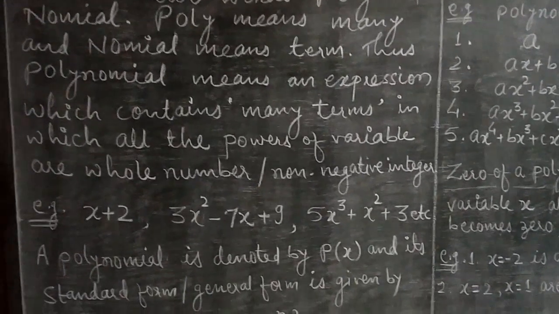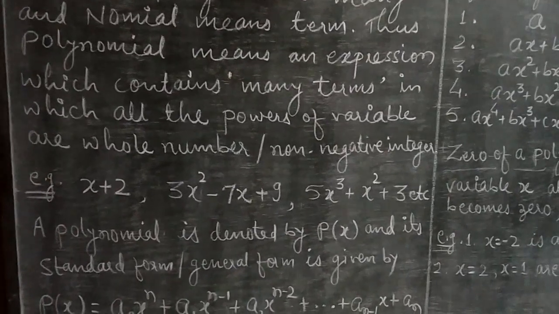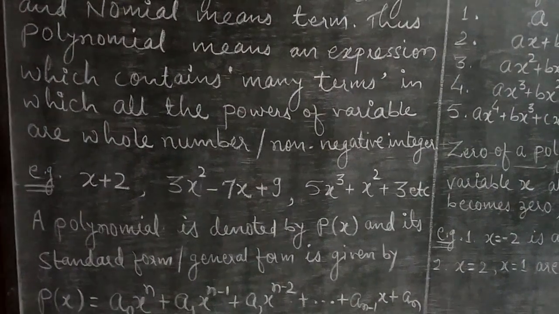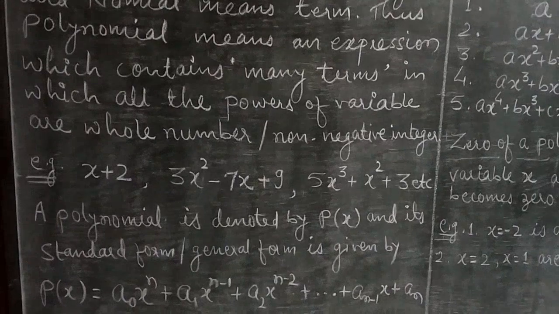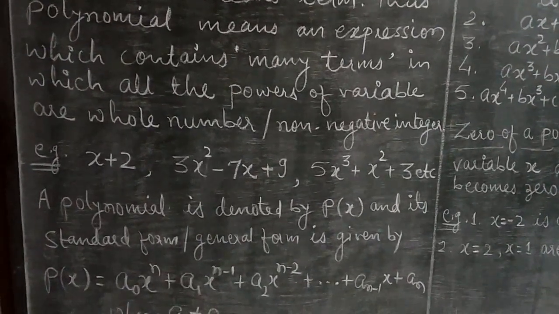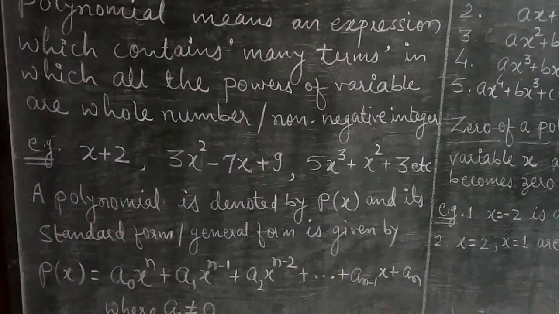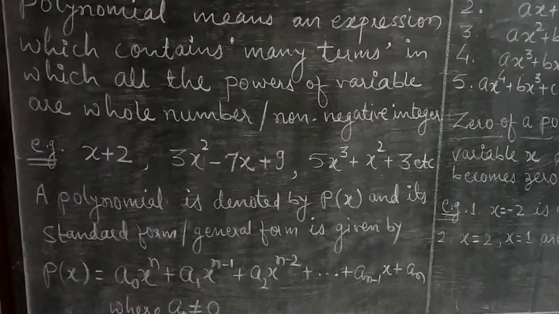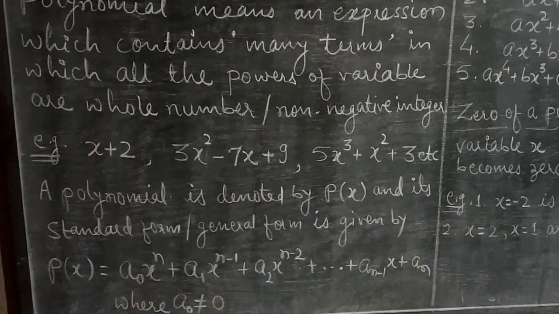For example, x plus 2. So in this expression, one variable is present, it is x, and its power is 1. 1 is a whole number or non-negative integer. So it will be a polynomial. Second example, 3x square minus 7x plus 9. All the powers of variable x are whole numbers or non-negative integers. Power 2 and 1. So all the powers are whole numbers, so it is a polynomial.